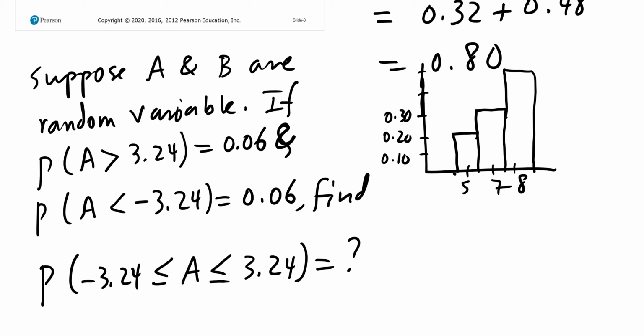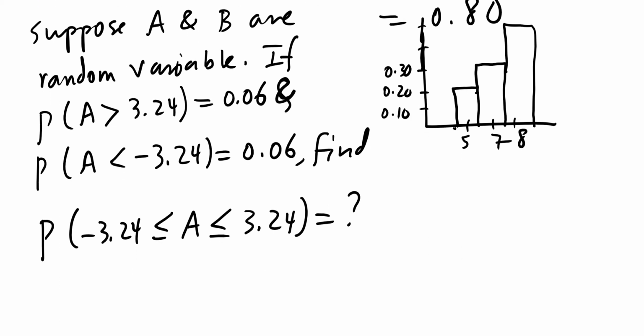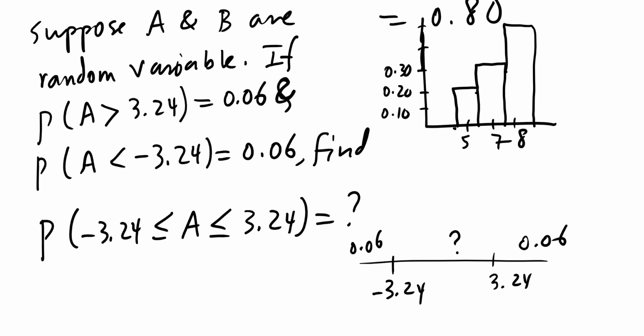Now, how do we do that? Well, think about this. You're talking about this event or random variable, so random variable A. The sum of all of the probabilities corresponding to this random variable should add up to 1. So you are talking about something above 3.24 if you put a number line, and below -3.24. So this one here is 0.06, and this is 0.06. And they ask us what's in between.